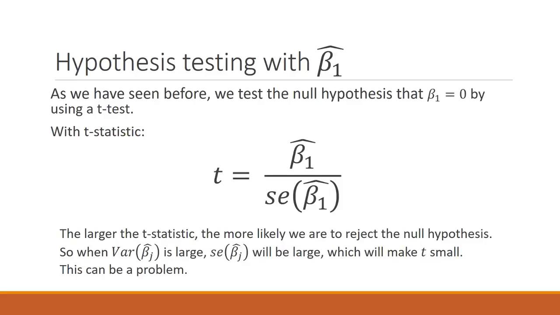We're likely to commit a type 2 error if the variance of beta 1 hat is large. If the distribution of beta 1 hat is really big, then it's much more likely that we commit a type 2 error.